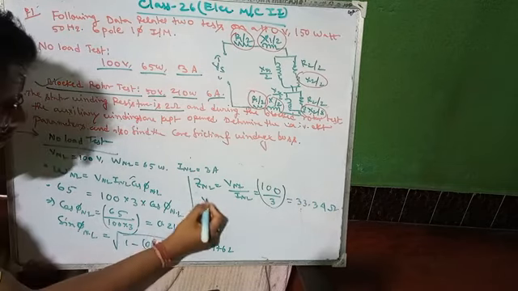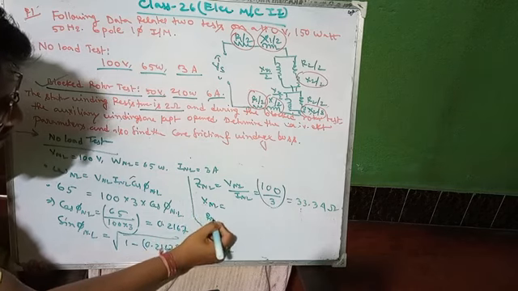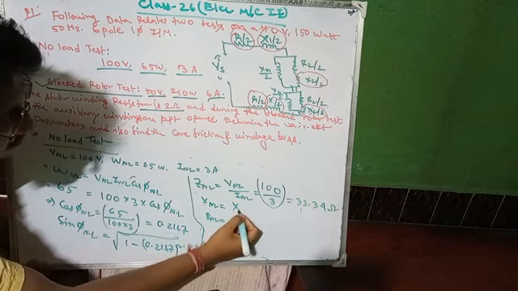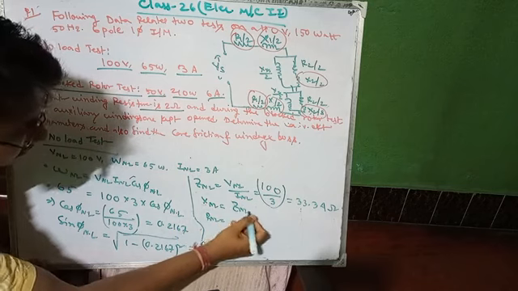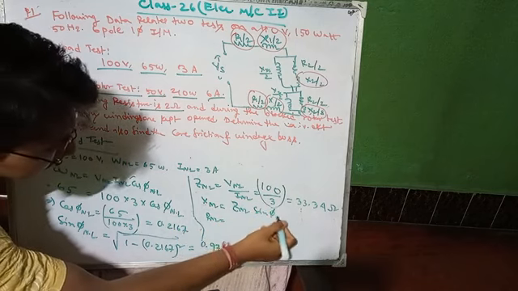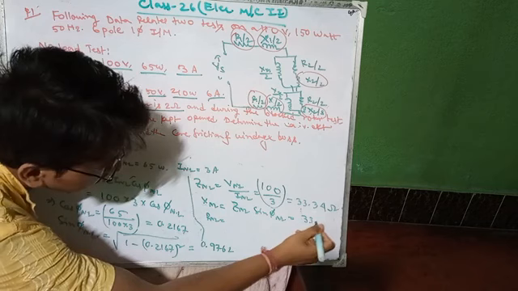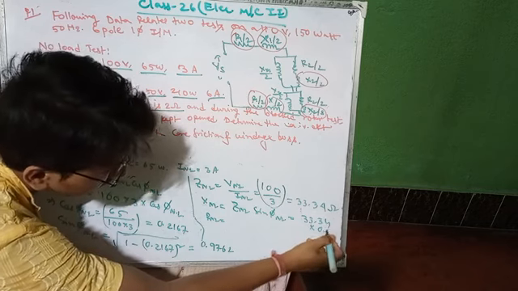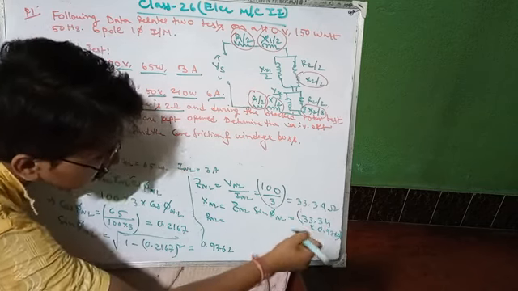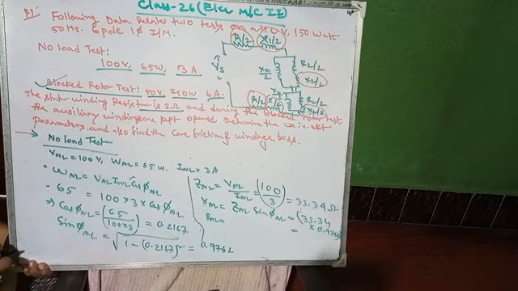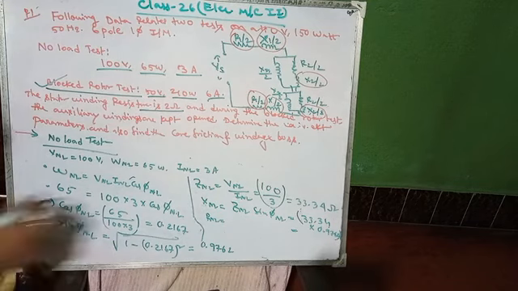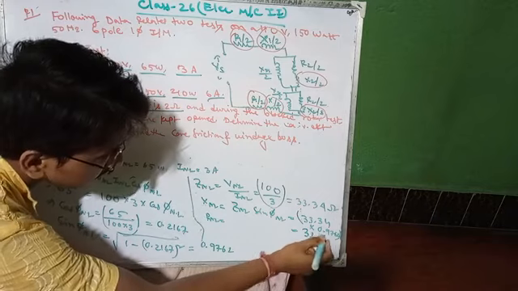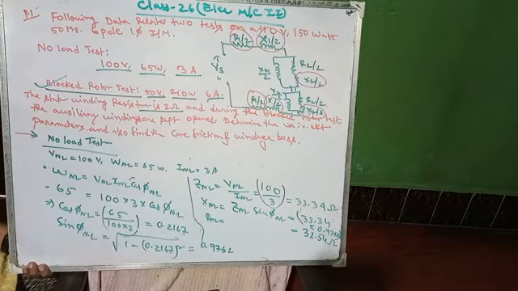So what is XNL and what is RNL? XNL equals ZNL sin phi NL. That is 33.34 into 0.9762. After multiplication we have 32.54 ohm. So XNL equals 32.54 ohm. So the total reactance during the no load test equals 32.54 ohm.